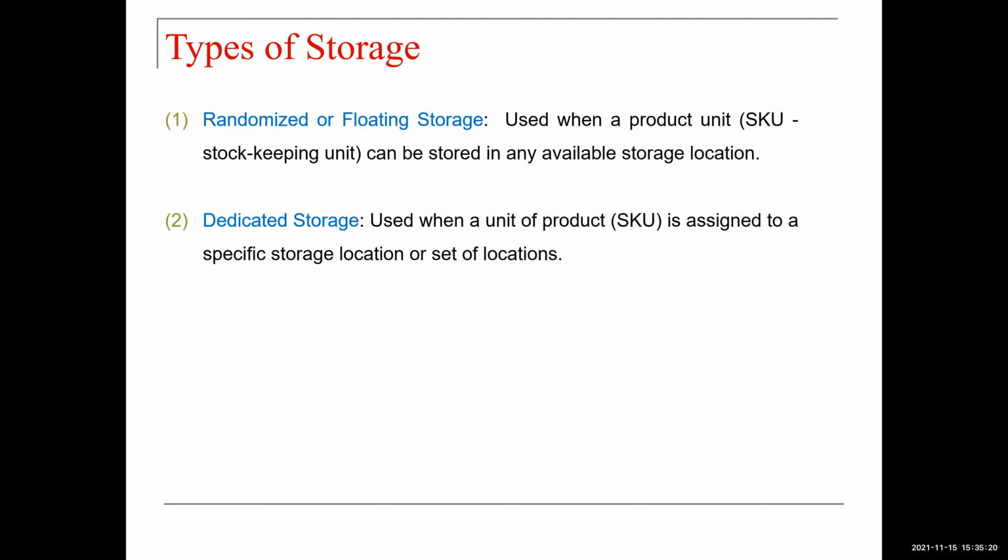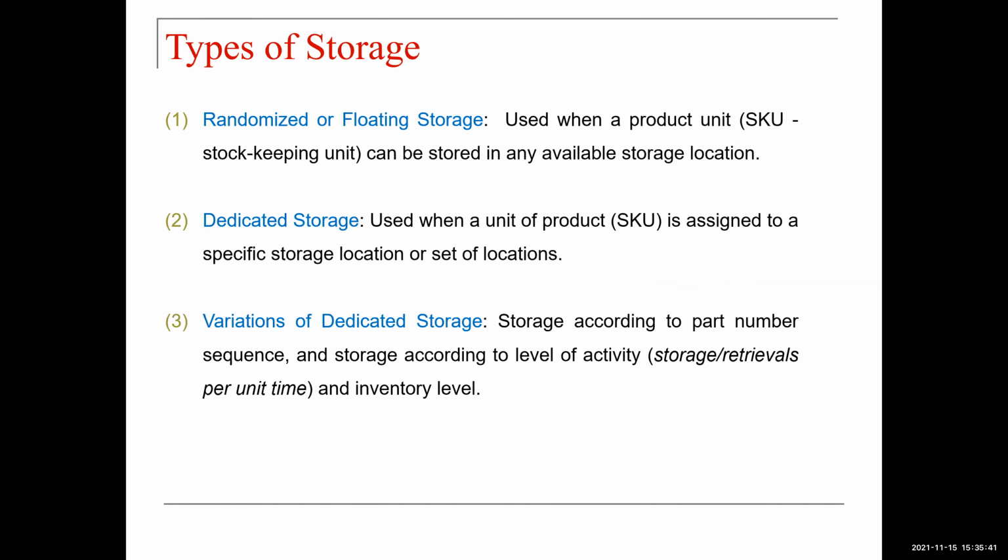And if we have another type of product, that cannot be placed in that location. For randomized, we don't have that constraint. We are not reserving any piece of the warehouse to any product. So any product can be stored in any available storage location. And then we saw that there are strategies that combine both of these philosophies, which are variations of dedicated storage: storage according to a part number sequence, storage according to the level of activity, and inventory level. So those are the types of storage.